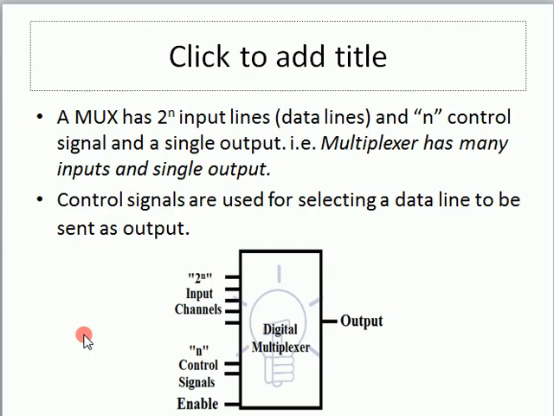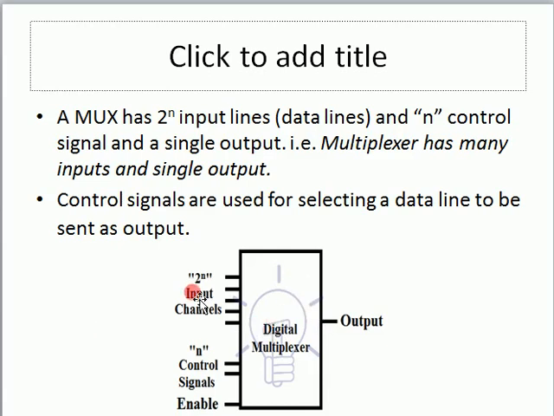Basically a MUX has 2 raised to the power n input lines, also known as the data lines, where n is the number of control signals, or the data selector lines, and it has a single output. That is, a multiplexer has many inputs and a single output. Now what is the control signal? A control signal is used for selecting a data line to be sent as output.